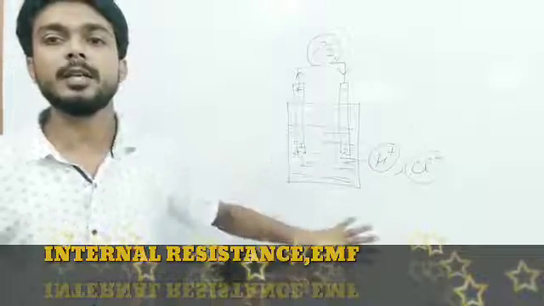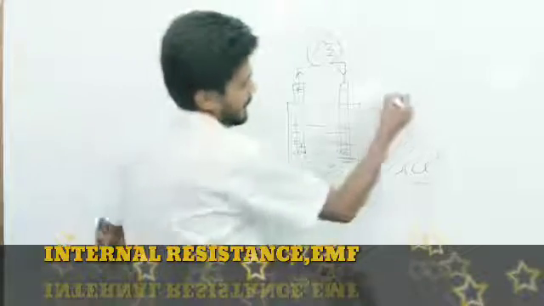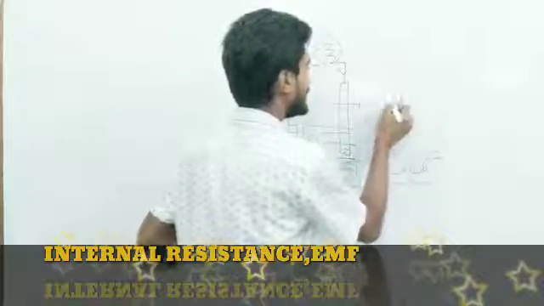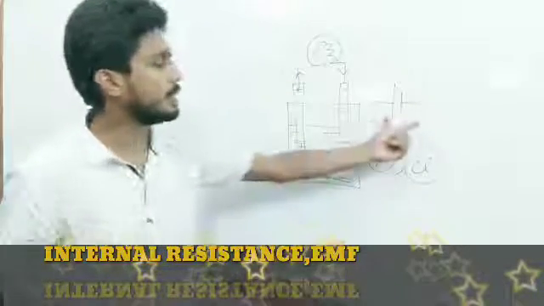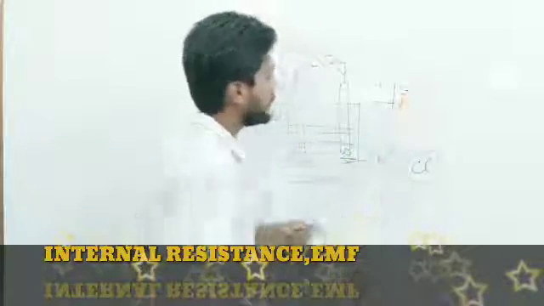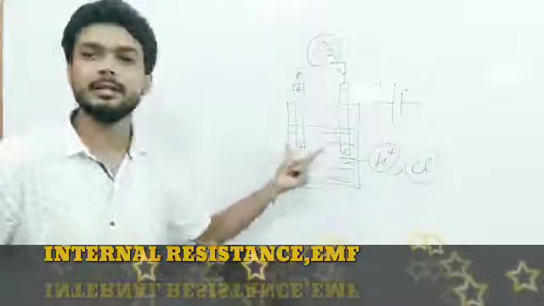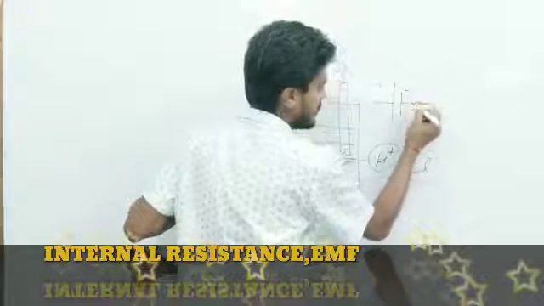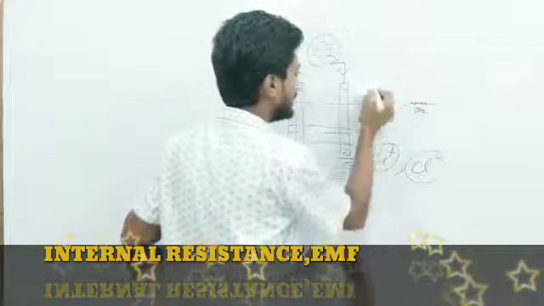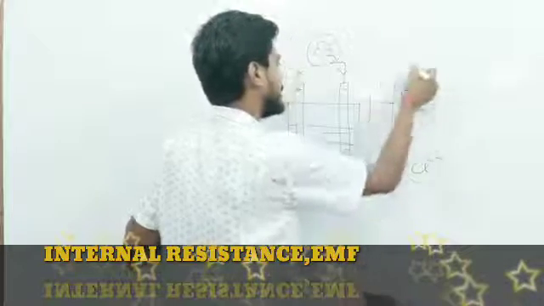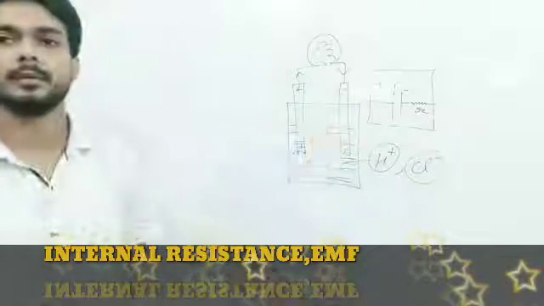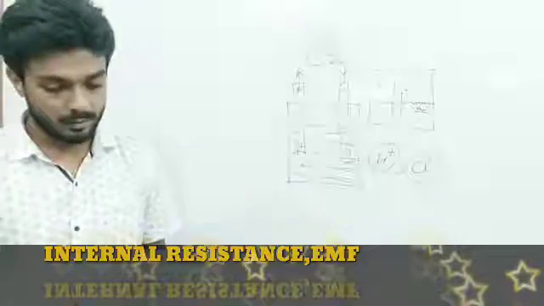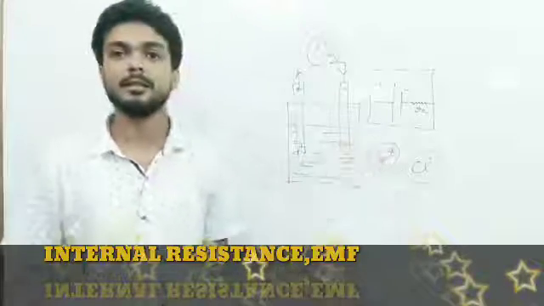Then in this chapter we will represent the cell with this symbol. Till class 10th we use this symbol to represent a cell. This is anode and this is cathode. But now to represent the internal resistance, we will insert here a small resistance, and this small resistance is called internal resistance. Then students, this is all about internal resistance.